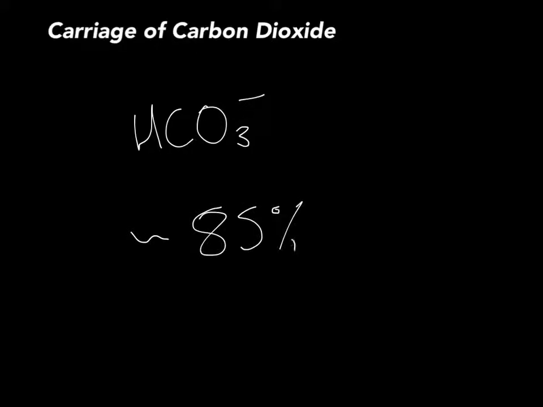The carriage of carbon dioxide around the body is actually done by hydrogen carbonate ions, HCO3-, and roughly 85% of the carbon dioxide that you exhale is transported around in this form. So we're going to quickly look at how this is done in the red blood cells.